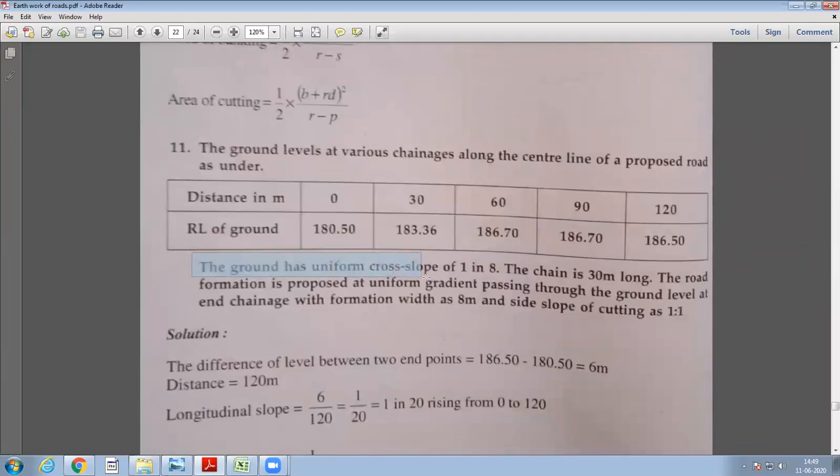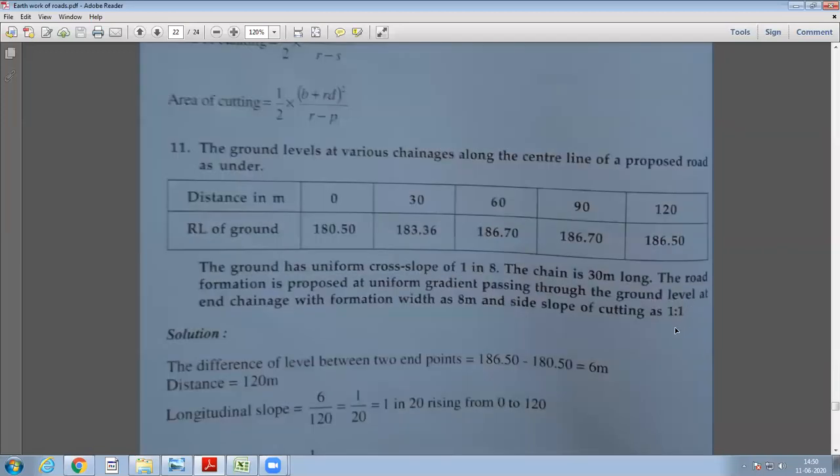If they have mentioned the cross slope, the ground has uniform cross slope like that, then you can think that it should be of transverse slope and you have to use a different formula like this. So 1 in 8 is the R value, 8 in this problem, and they have used the 30-meter chain, and the road formation is proposed at uniform gradient passing through the ground level at end chainage with formation width as 8 meter, that is capital B value is 8 meter, and side slope in cutting as 1:1.